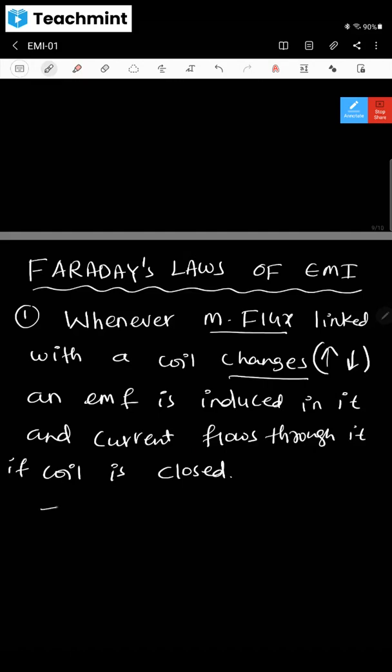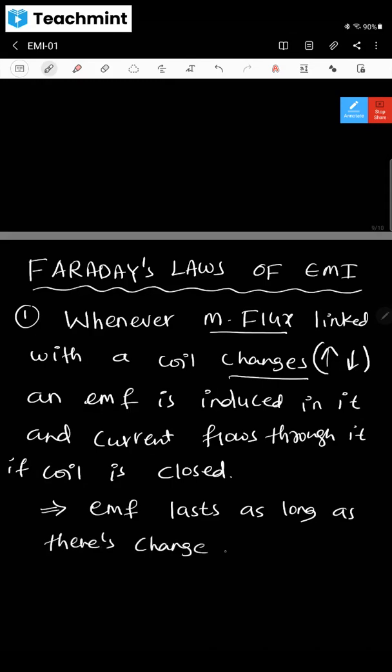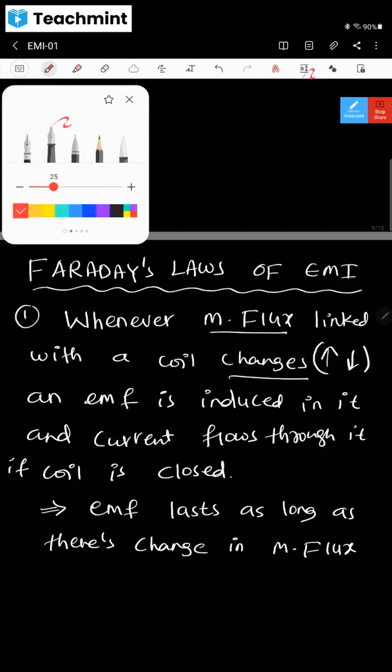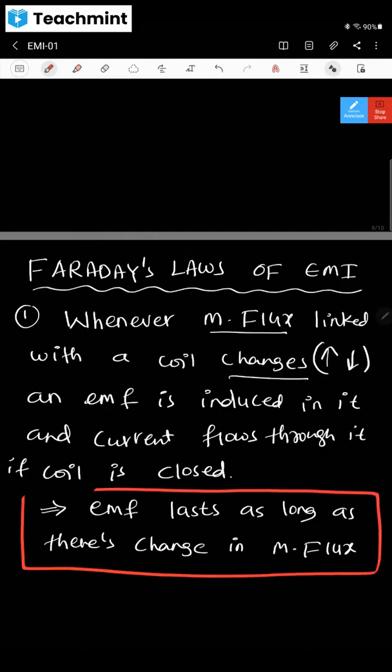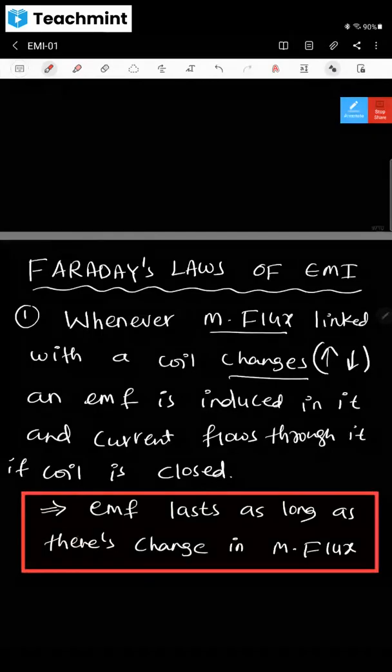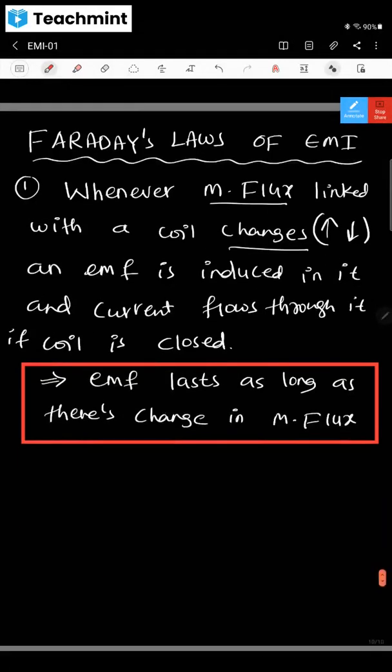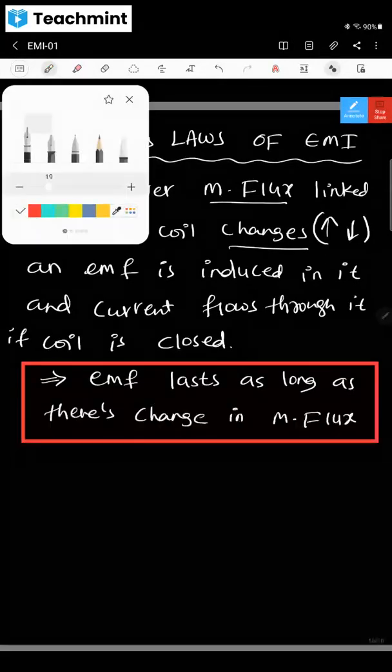And along with this first law, we write one more point here. EMF lasts as long as there is a change in magnetic flux. Okay, this is a very important point. The magnetic flux should keep on changing. Then only EMF will last. EMF will remain. Otherwise, it won't remain. So this is the complete first law of electromagnetic induction. Will you write this in the exam if it comes?